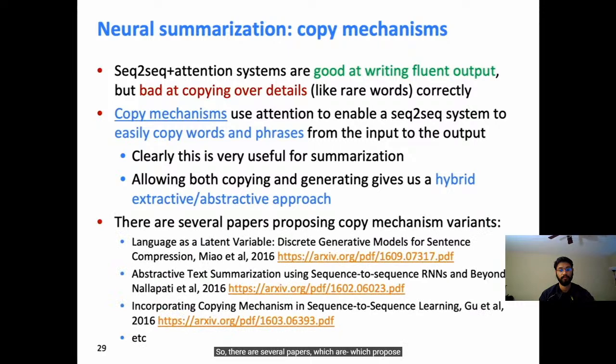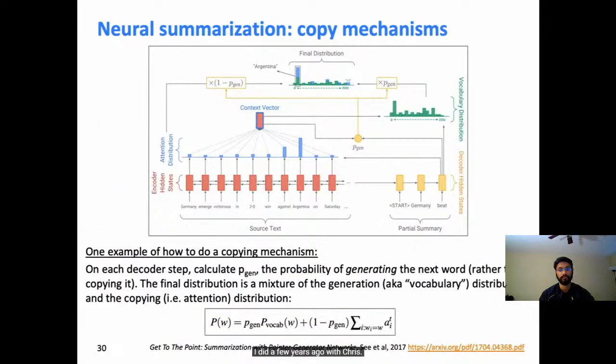There are several papers which propose some kind of copy mechanism variants, and I think the reason why there's multiple is because there are a few different choices you can make about how to implement this, which means there are a few different versions of a copy mechanism. So there are several papers here which you can look at. I'm going to show you a diagram from a paper that I did a few years ago with Chris. This is just one example of how you can do a copying mechanism.